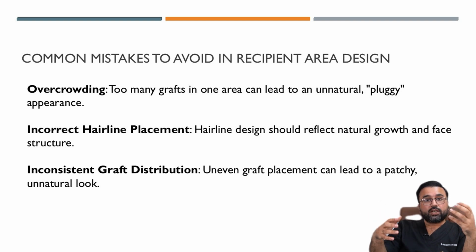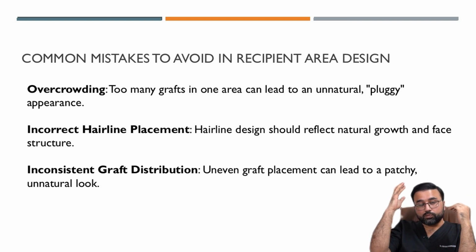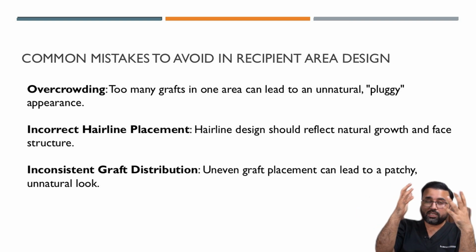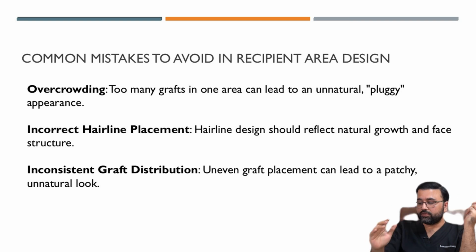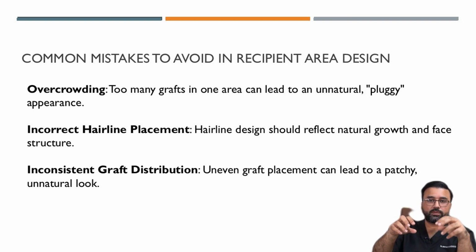The second is incorrect hairline placement. This can happen while doing the hair transplant also. There can be an incorrect hairline, and there is inconsistent graft distribution. Like you put more grafts at some place and fewer grafts at another place, so it gives the impression of baldness that has been spread to different positions.